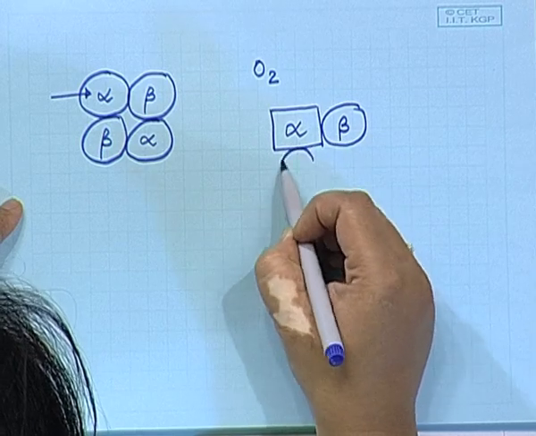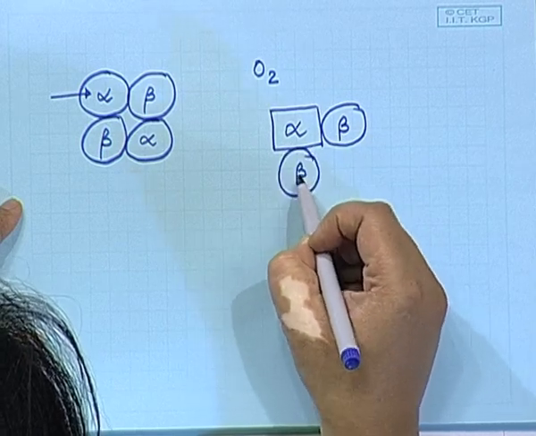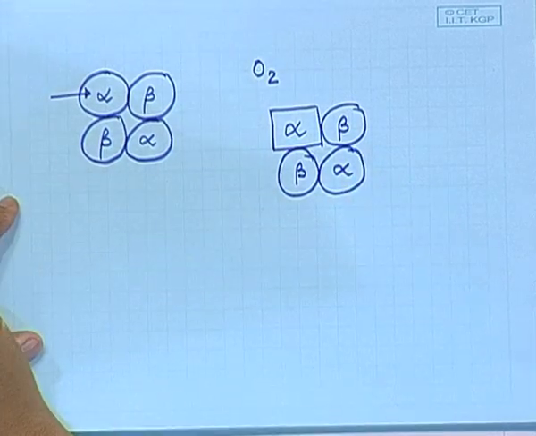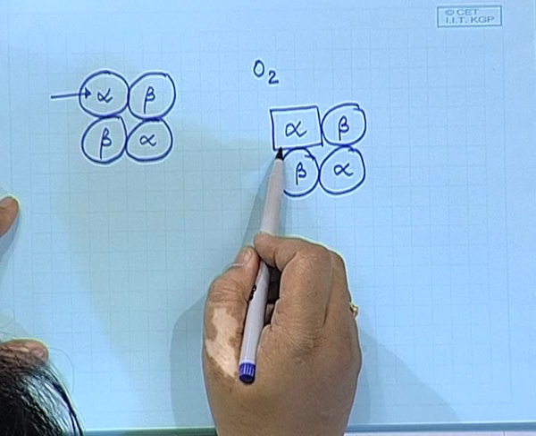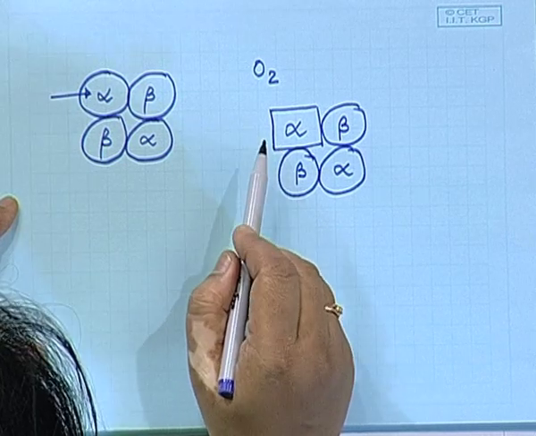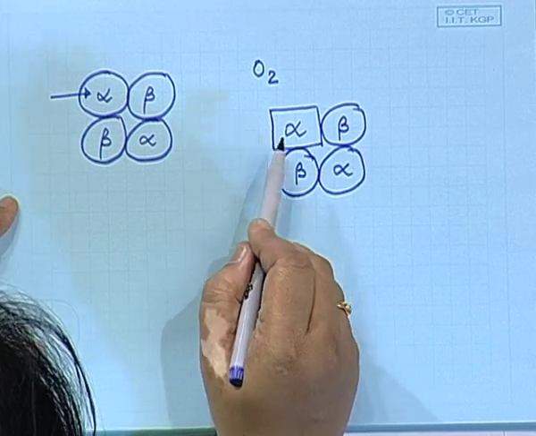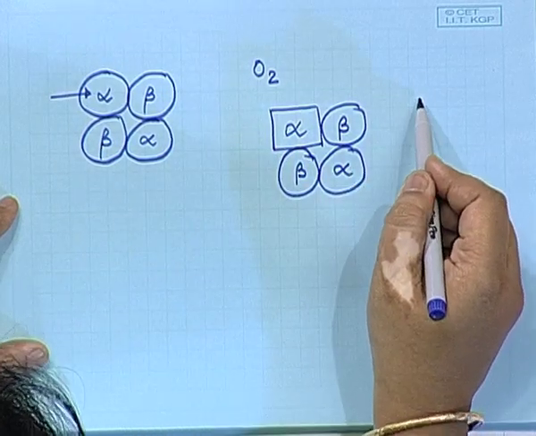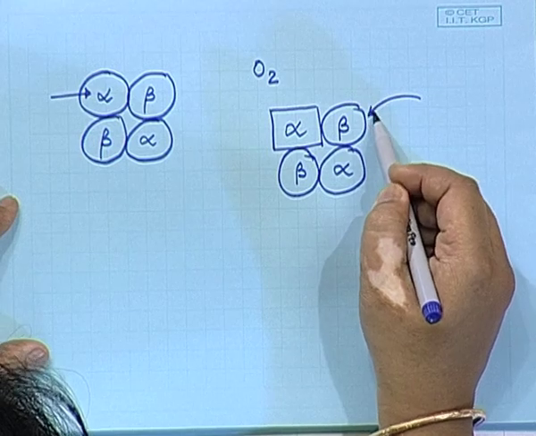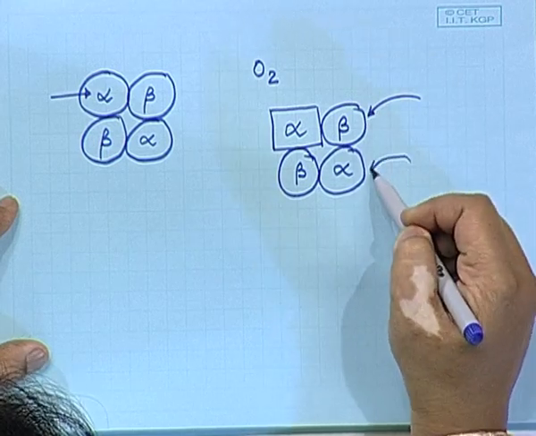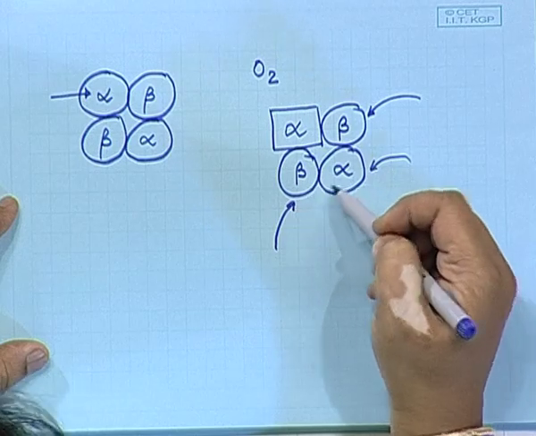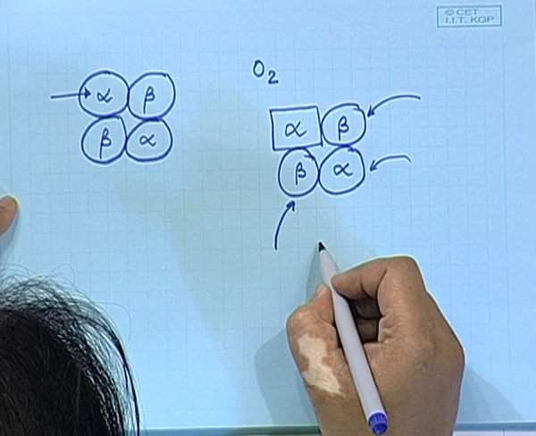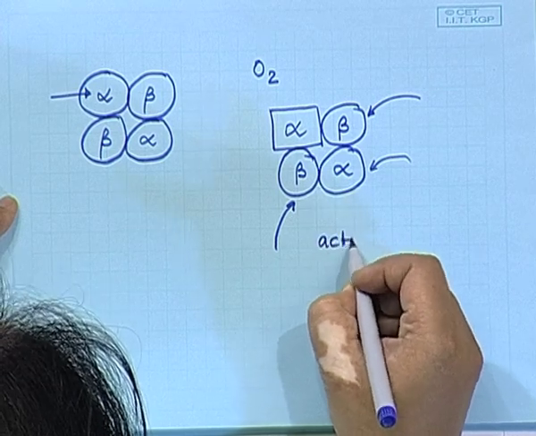So, then we know that it is that alpha that has bound the oxygen to it, because it has a slight conformational change. Now, due to this oxygen being bound to this alpha, this will assist another oxygen being bound to the other subunits of hemoglobin. So, it acts as what is called an activator.